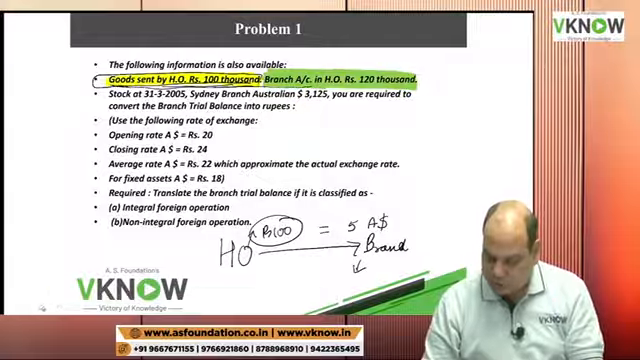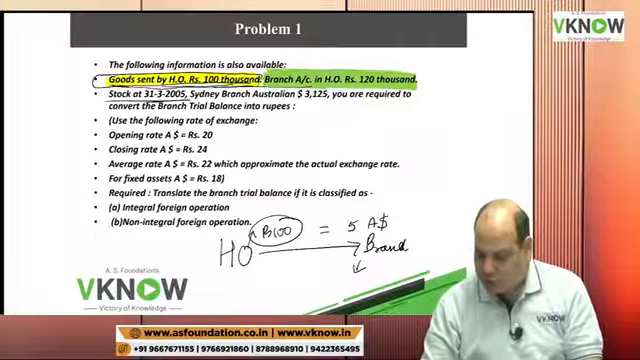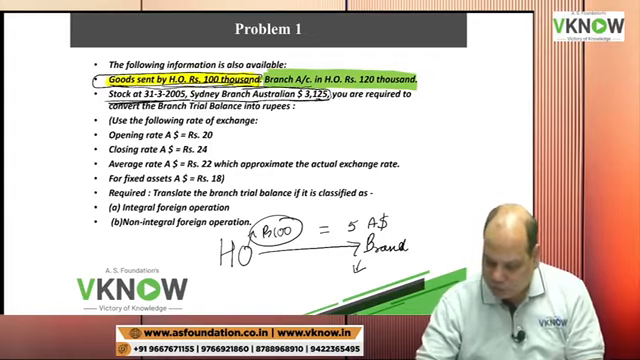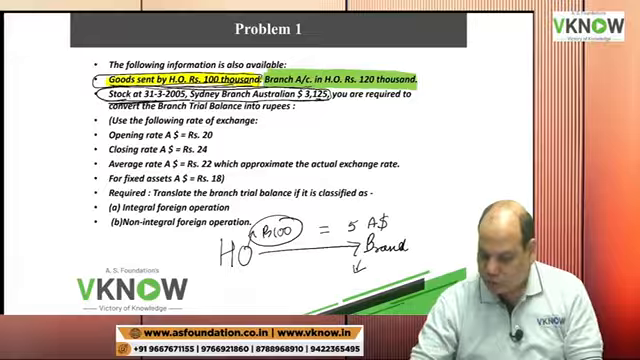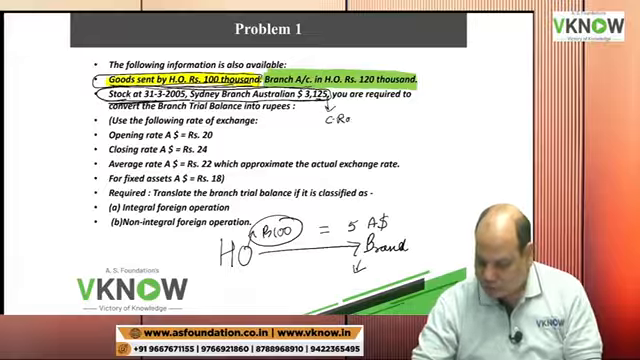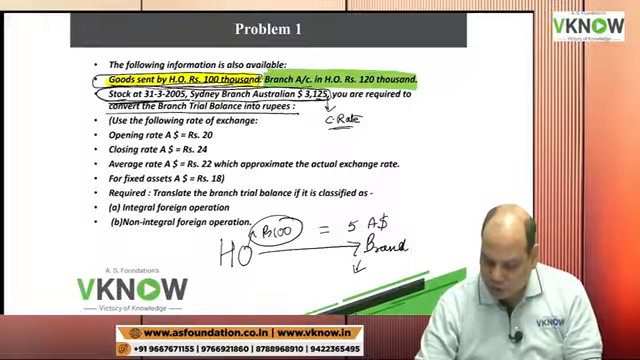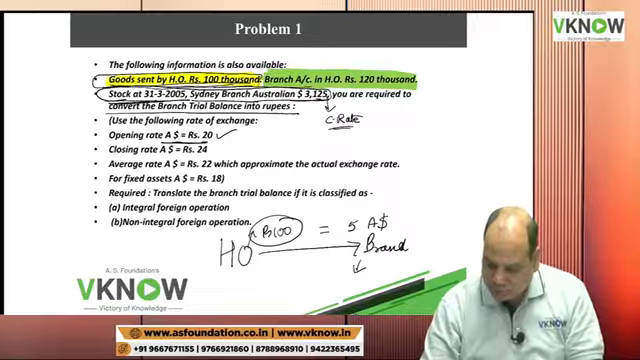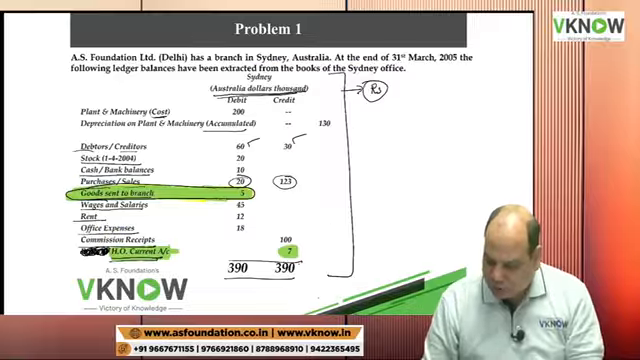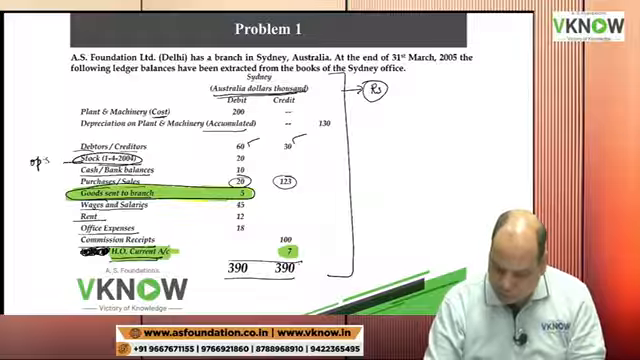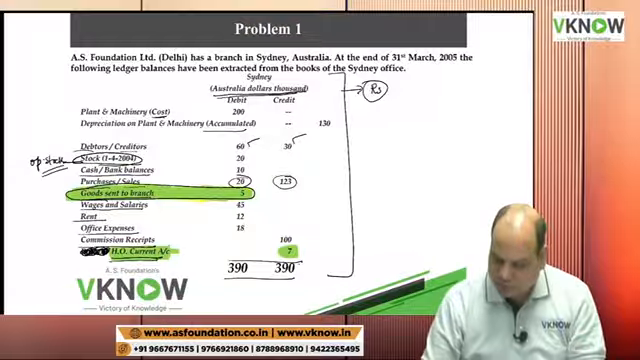Now the question says, closing stock on 31st March at the Sydney branch, Australian dollar 3125. This is closing stock, not a problem. Closing stock at the closing rate. You are required to convert the trial balance into rupees. Use the following rates. Opening rate: I will use it for only one item, that is opening stock, opening rate for opening stock.